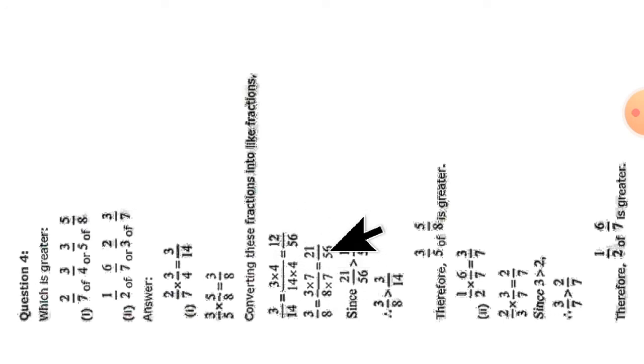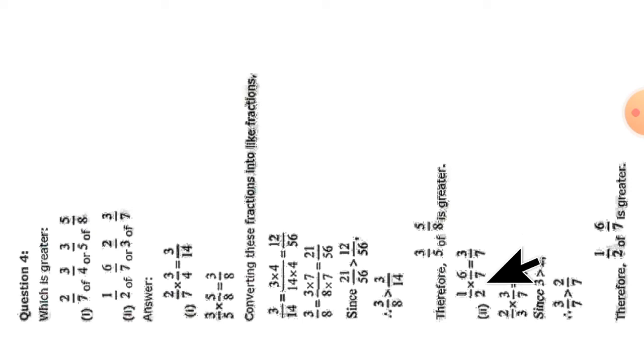8 into 7 is 56, and 3 also multiplied by 7 will be 21 upon 56. Now both have equal denominators: 12 upon 56 and 21 upon 56. Out of this, 21 upon 56 is greater than 12 upon 56. So 21 upon 56 means 3 upon 8. So 3 upon 8 is greater than 3 upon 14. Therefore 3 upon 5 of 5 upon 8 is the greater fraction.